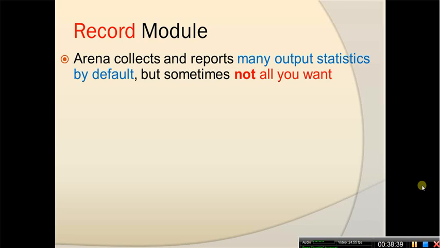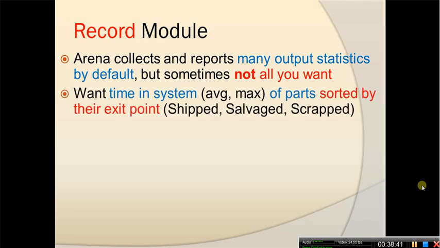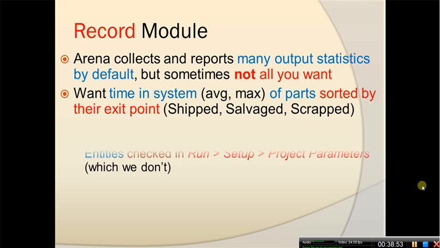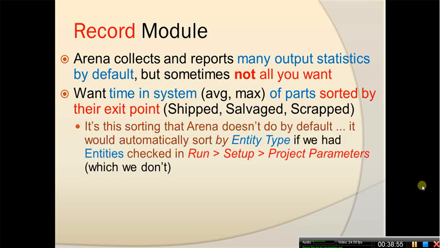Because we want the time in the system of parts sorted by their exit points, such as shipped, salvaged, or scrapped, we will need to do that ourselves using this record module. It is this sorting that Arena doesn't do by default. It would automatically sort by entity type, right? What was our entity type? It was part A or part B.